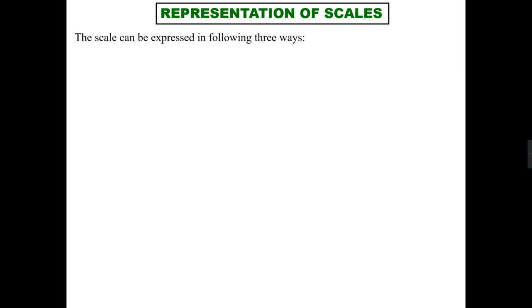So mainly the scale can be expressed in the following three ways. The first one is the engineer's scale. It is mentioned numerically. For example, it is given here 10 mm equal to 5 meters. Means if suppose the object has a 5 meter length and we are representing it in a drawing with the length of 10 mm.